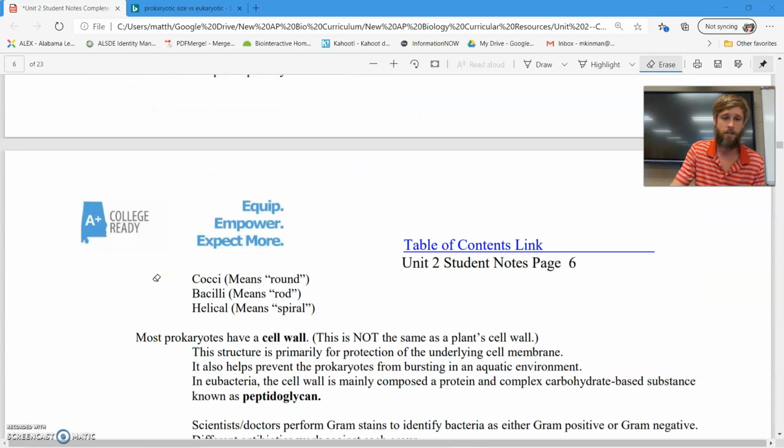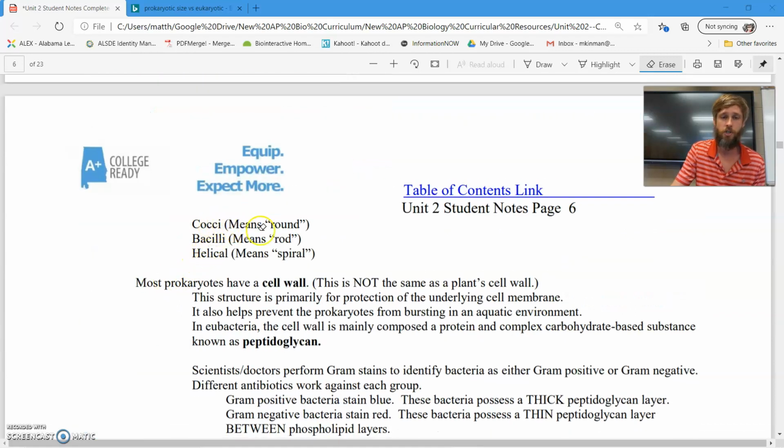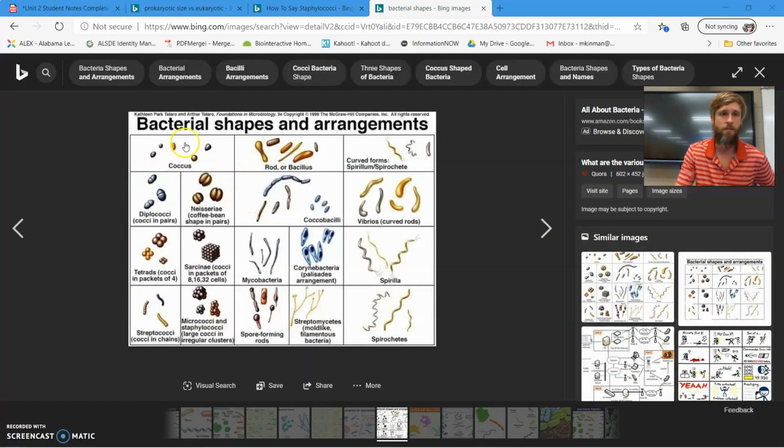All right, and here's our diagram for bacterial structure again. And the next thing it talks about here are the 3 different shapes of bacteria that you could find. So we have cocci, which means round. We have bacilli, which means rod. We have helical, which means spiral. And in this diagram, we have the different bacterial shapes. We have pictures of the 3 shapes we just talked about. We have coccus, which is singular for cocci. An example would be diplococci.